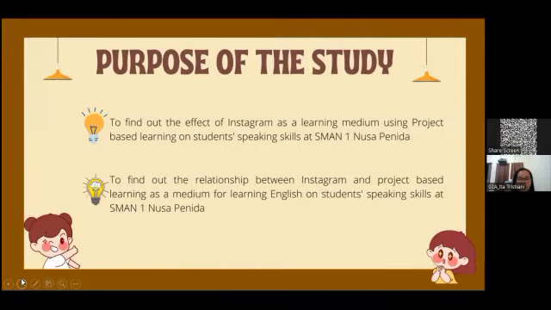And next slide. Okay, next we talk about the purpose of the study. So, ladies and gentlemen, based on the problems above, the research objectives are as follows. The first is to find out the effect of Instagram as a learning media using project-based learning towards student speaking skill at SMA Negeri 1 Nusa Penida. And the second, to find out the relationship between Instagram and project-based learning as a medium for learning English towards student speaking skill at SMA Negeri 1 Nusa Penida. And next slide, please.